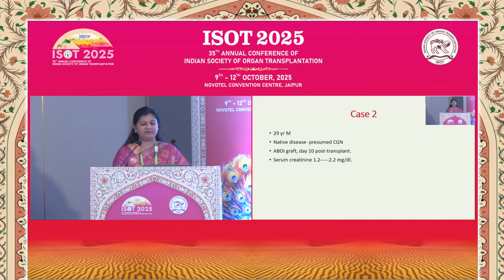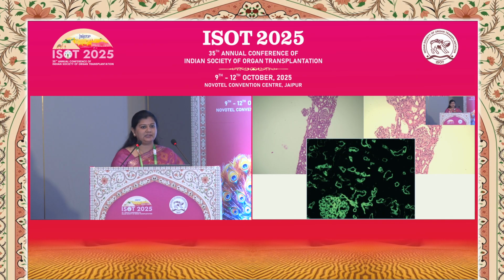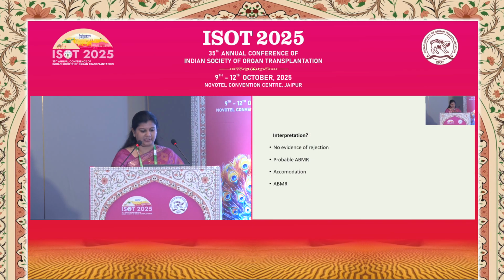Now in contrast, we have a second case. Again, a young male and a day 10 biopsy of an ABO incompatible transplant. Here we can see that the biopsy appears largely unremarkable. There is no evidence of MVI or injury whatsoever. And again, the C4D is showing diffuse positivity. So now what should be our interpretation in such a case? Should we call it probable ABMR, or no evidence of rejection, or accommodation?